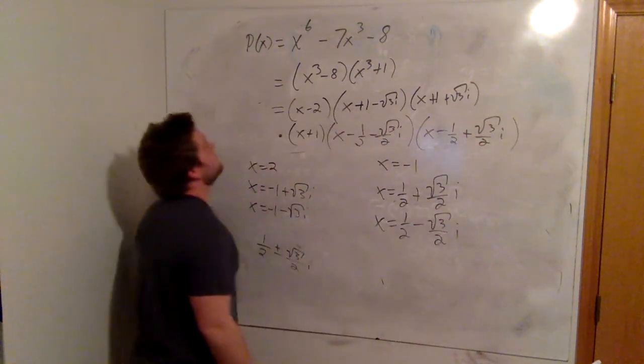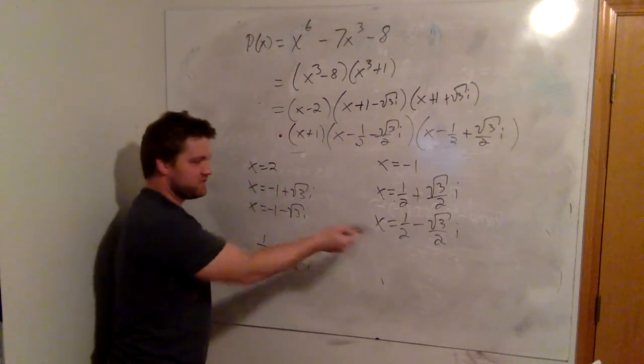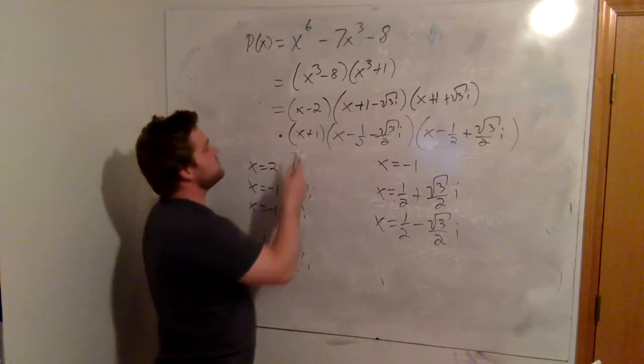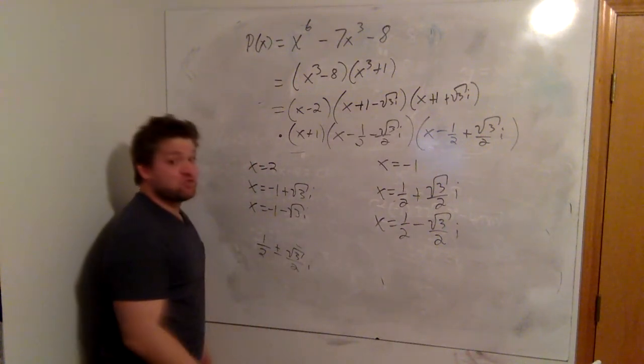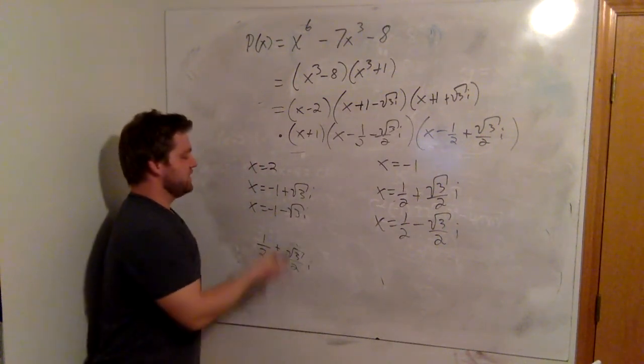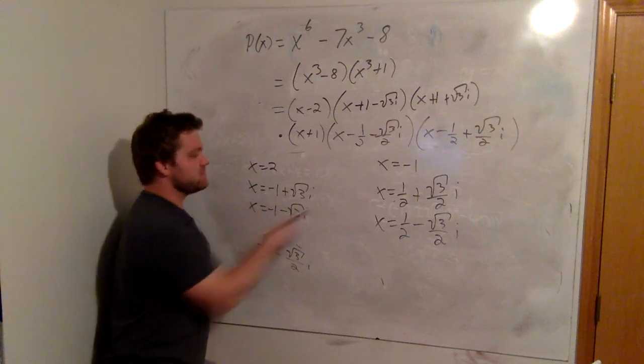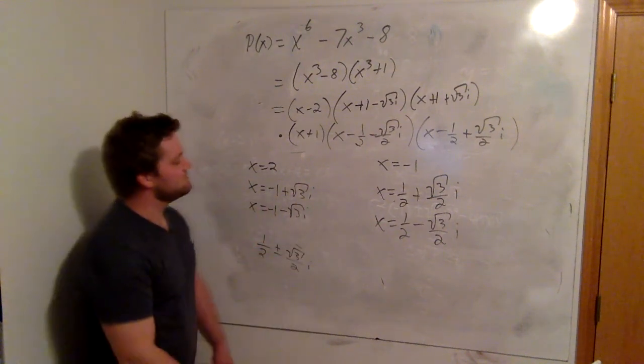So there we have it. The 6-degree polynomial has 6 roots. It's factored into the product of 6 linear factors. It has 4 complex roots, and since these are complex roots, notice that they're coming in conjugate pairs. So there you have it.